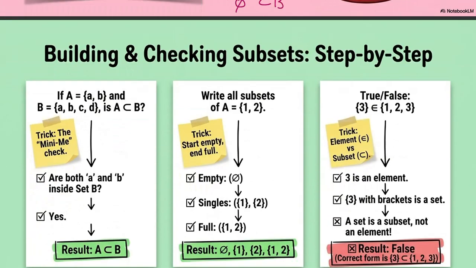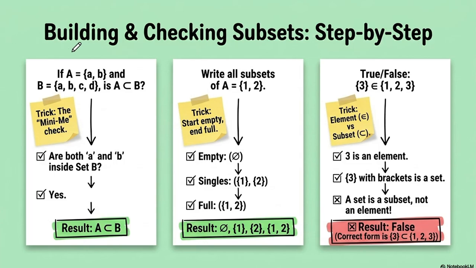Next part, look at the examples of the subset. So the first set is given, A is equal to {a, b}, and the second set B is given to be {a, b, c, d}. So, is A a subset of B? Okay, so just see every element of A. In set A we have a and b. Both the elements are there in the set B. Yes, they are there. So we can say A is a subset of B.